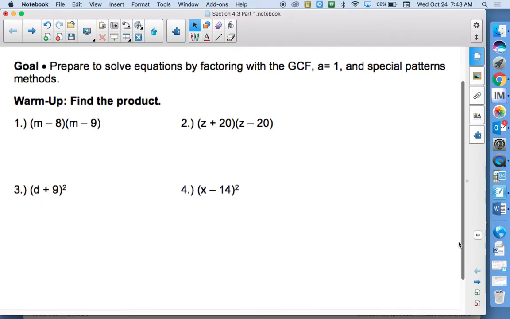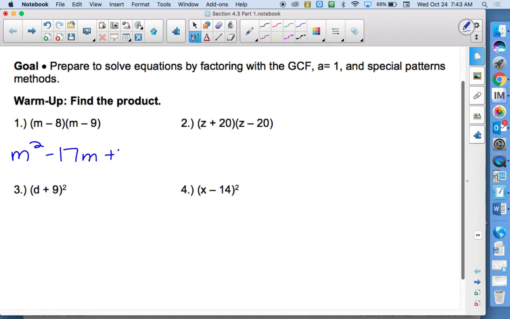So Connor, we have n minus 8, n minus 9. What are you doing to find the product? Yeah, foiling it. So when you foil it, what do you get? Yep. m squared minus 17m plus 72. Nice. So that's taking your first, your outer, your inner, your last terms, combining the middle two terms to get that negative 17 out. Questions on 1?